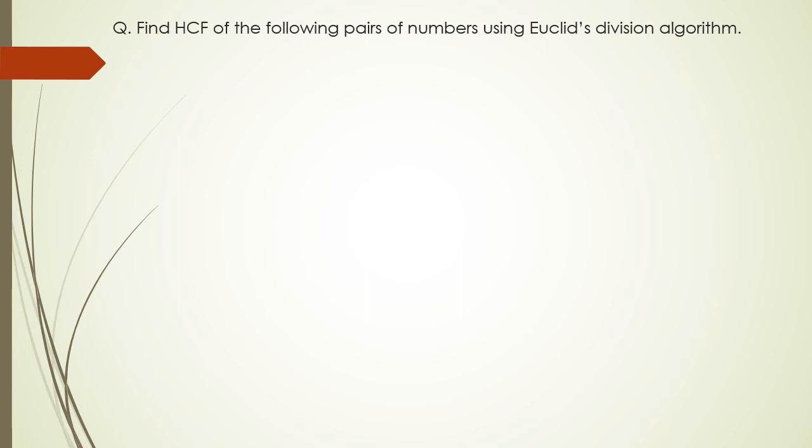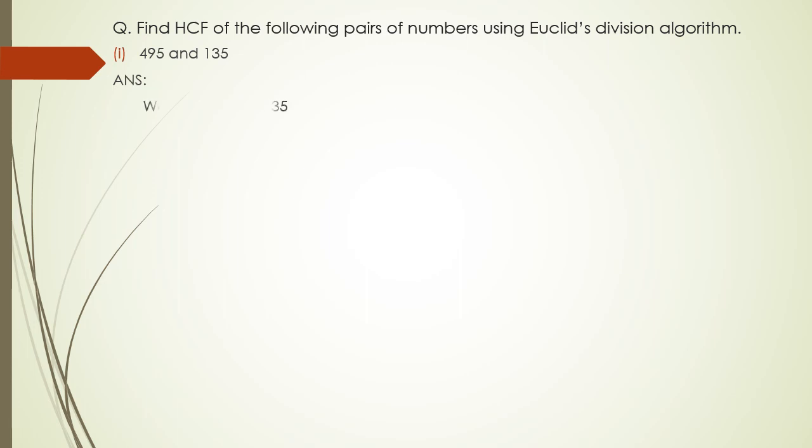Let us see some examples of finding the HCF of given numbers by using Euclid's division algorithm. Here we have the question. Find the HCF of the following pairs of numbers using Euclid's division algorithm. The first question is to find the HCF of 495 and 135 by using Euclid's division algorithm. Let us see how to solve this.